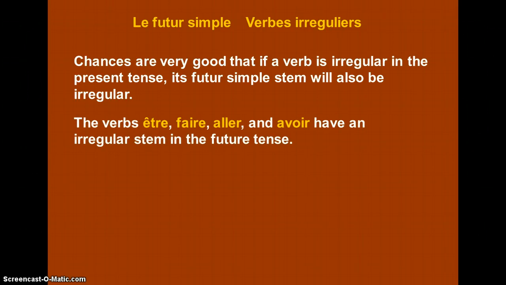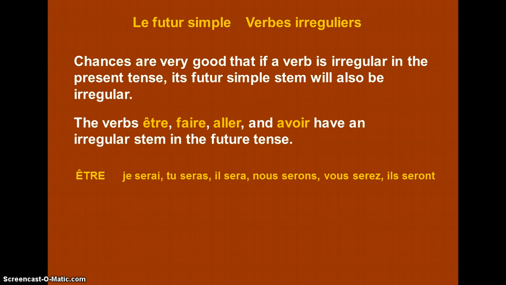For now, the verbs être, faire, aller, and avoir have an irregular stem in the future tense because we know that they are irregular verbs in the present tense. For être, these are our forms. So make sure that you study them and that you know these quite offhand. Faire, they start with je ferai, tu feras, etc.